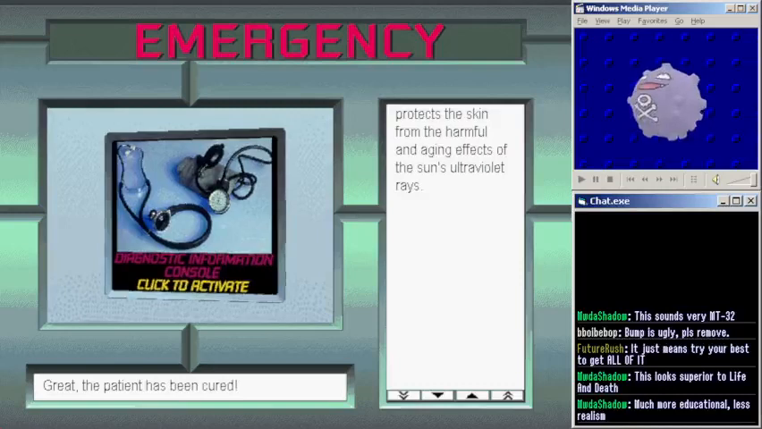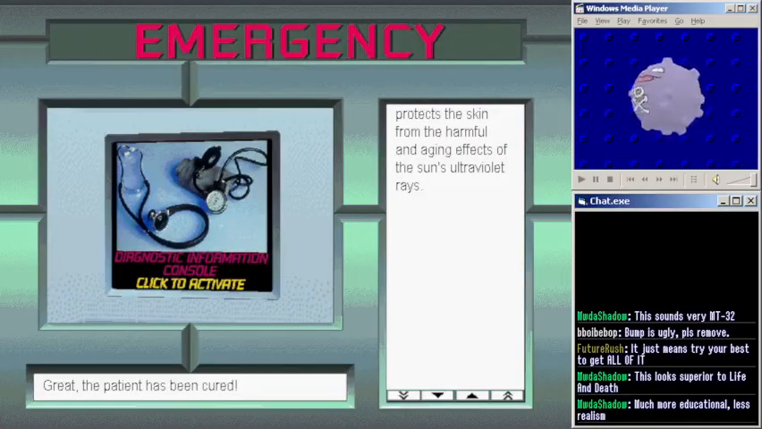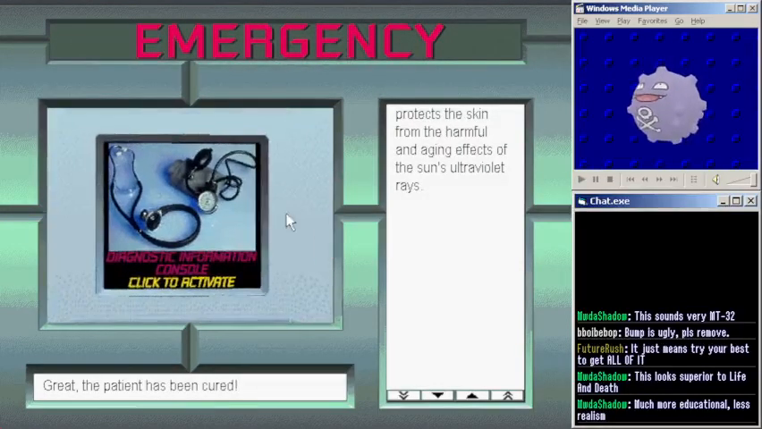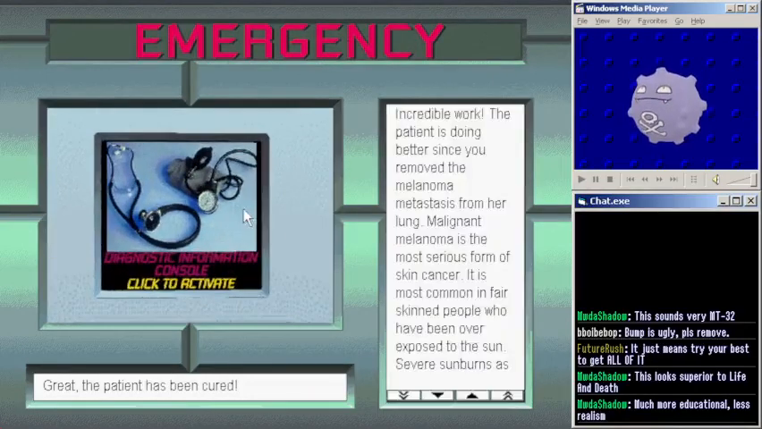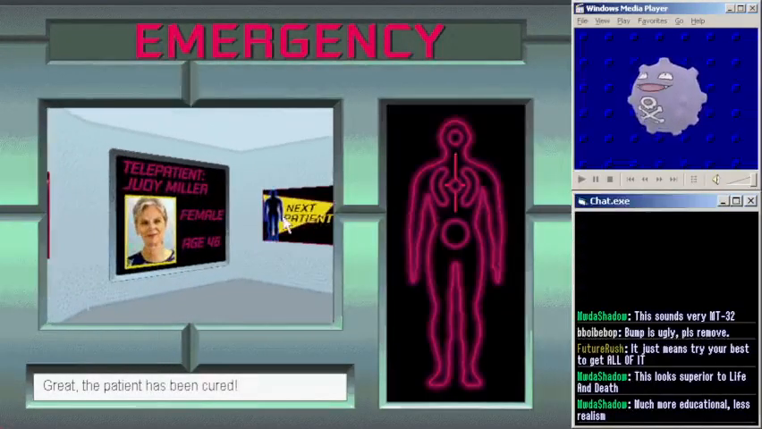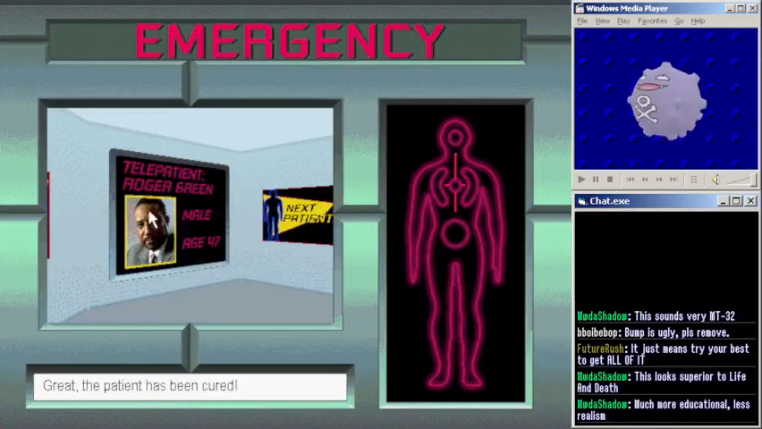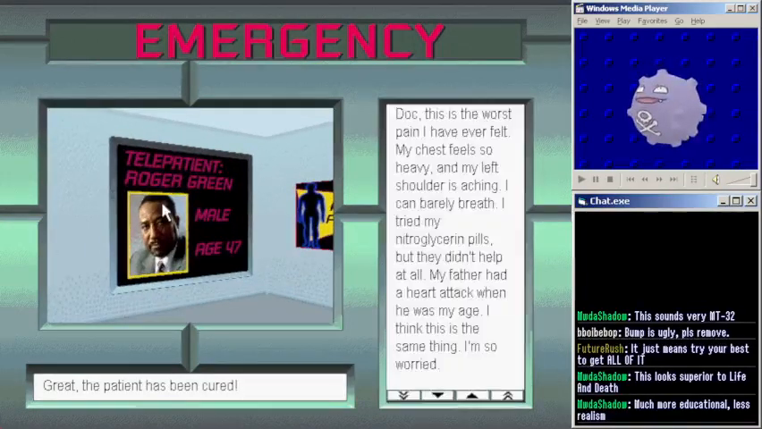Oh, didn't even... We just went straight into operate without even looking at the diagnostic information console. Yeah. Well, next patient. Roger Green, male, age 47.